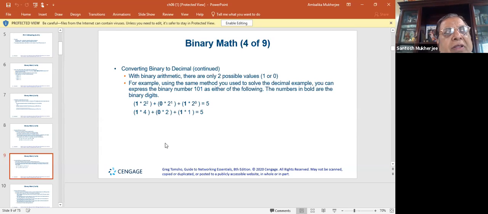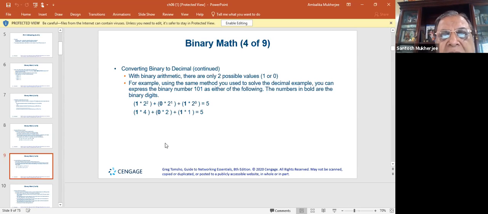And 1 into 2 to the power 0: anything to the power 0 is equal to 1. You have to remember, 100 to the power 0 is equal to 1, 10,000 to the power 0 is equal to 1. Whatever the number is, if its power is 0, then it is 1. So 1 into 2 to the power 2 is 4, 0 into 2 to the power 1 is 0, because anything multiplied by 0 is 0, and 1 into 2 to the power 0 is 1. So the total comes to 5.